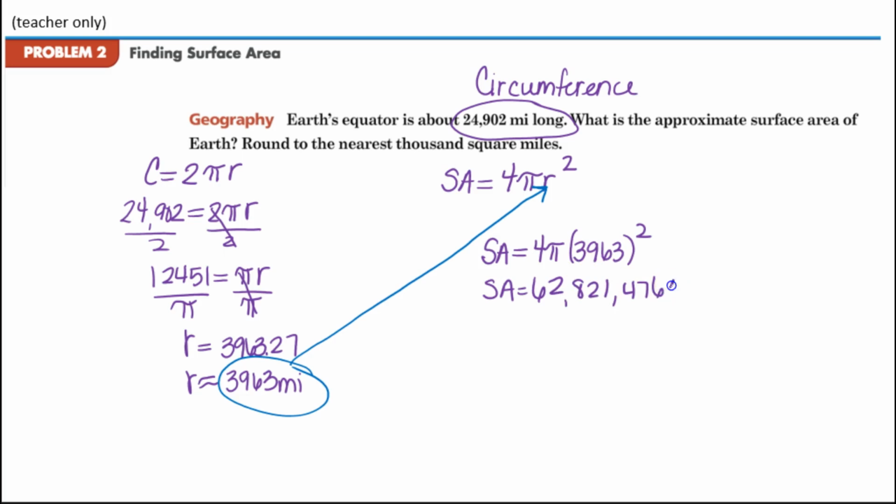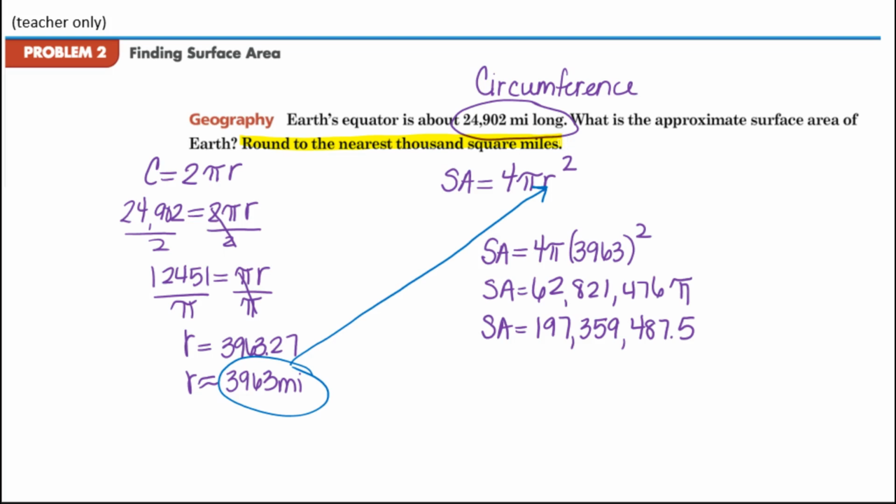62,821,476 pi, because I still haven't calculated out pi yet. But because they want me to round, I do need to calculate that out. So I get 197,359,487.5. But again, they said round to the nearest 1,000 square miles, not thousandth.